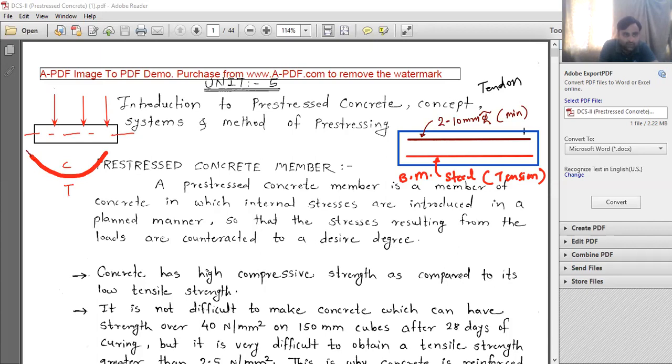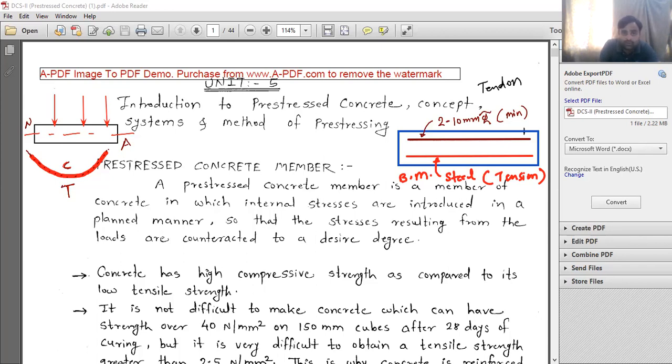We assume that always the fibers which are on the neutral axis are neither subjected to compressive stresses nor subjected to tensile stresses. This we already know. This is our neutral axis. So the fibers which are above the neutral axis are subjected to compressive force. Generally, when the load is acting vertically downward, they are subjected to compressive stresses. And the fibers below the neutral axis are generally subjected to tensile stresses. So now what is the purpose of the prestressed concrete beam?